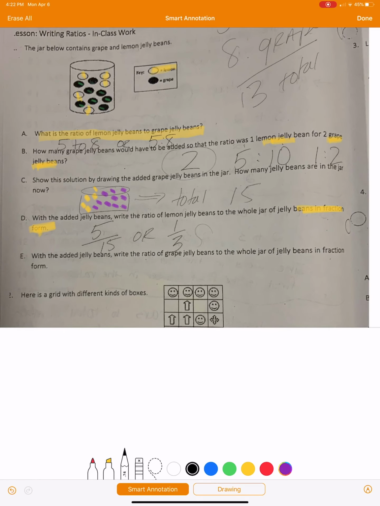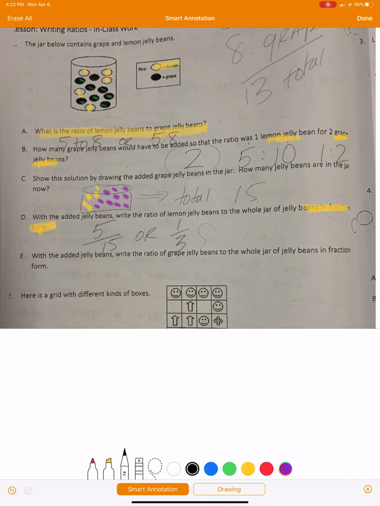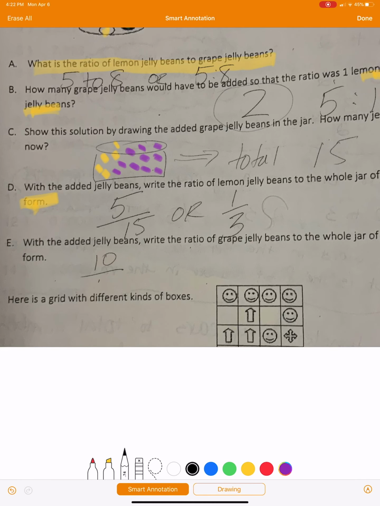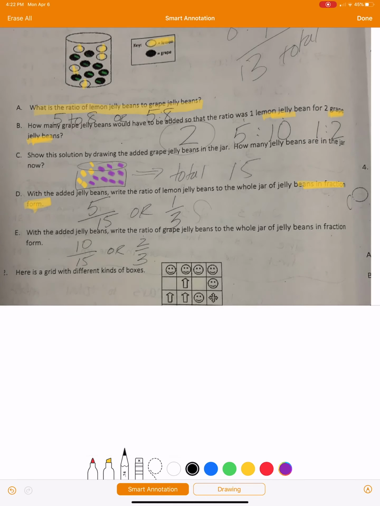With the added jelly beans, write the ratio of grape jelly beans to the whole jar in fraction form. Same idea. This time it's going to be 10 to 15, or 2 out of 3. Okay, cool.